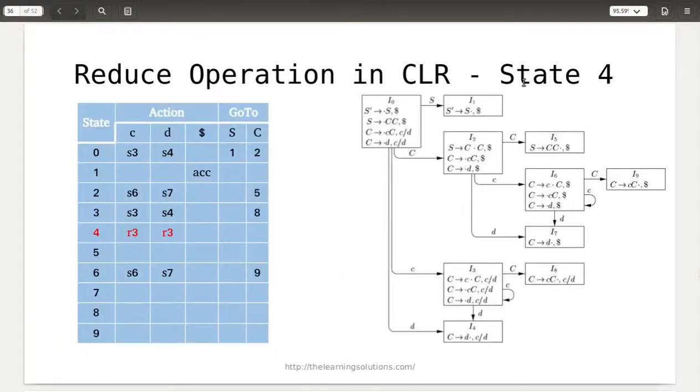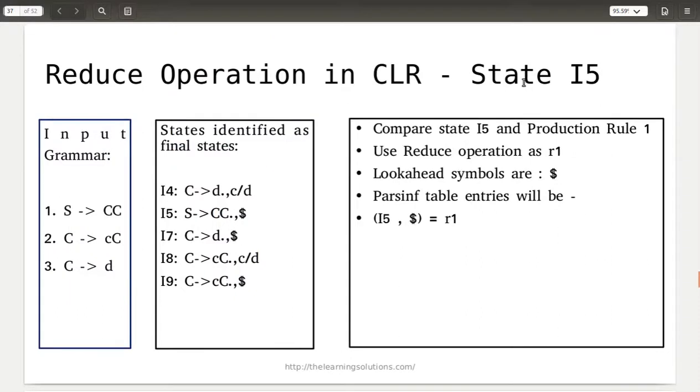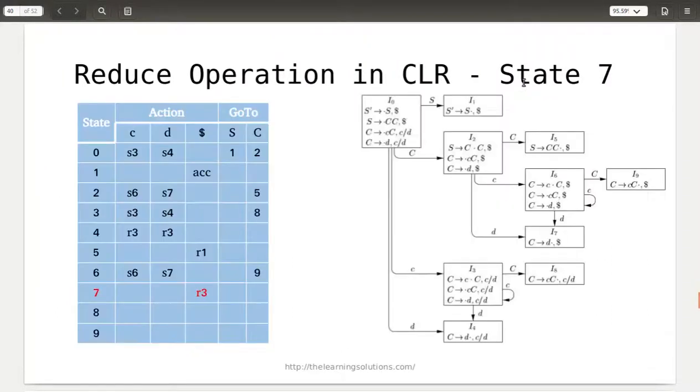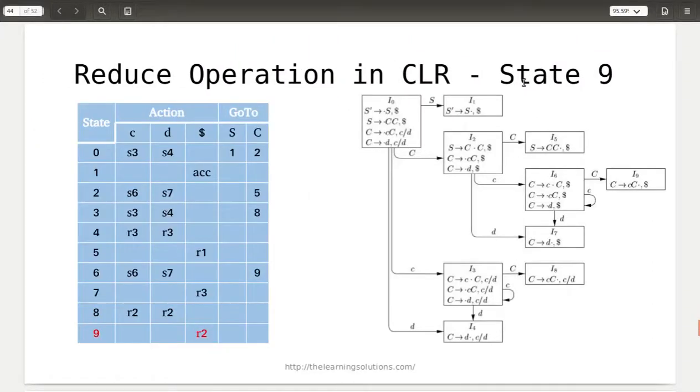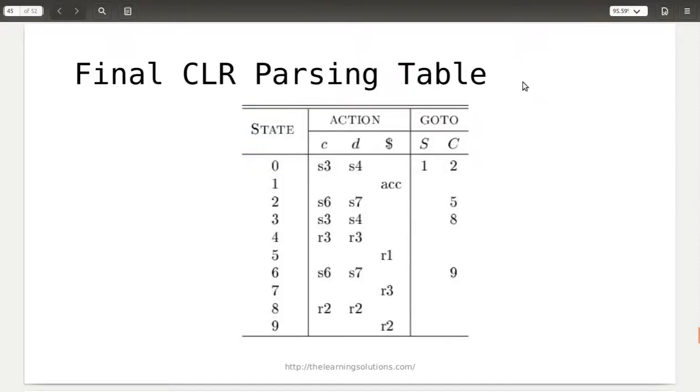So state 4 reduced to R3, then state 5 is reduced to R1, then state 7 is reduced to R3, then state 8 is reduced to R2, and state 9 is reduced to again R2. So in this way we applied the reduce operation, and at last we created this kind of final parsing table for the CLR. So here you can observe the number of states are more in the CLR, and these states are having different shift and reduce operation corresponding to them.